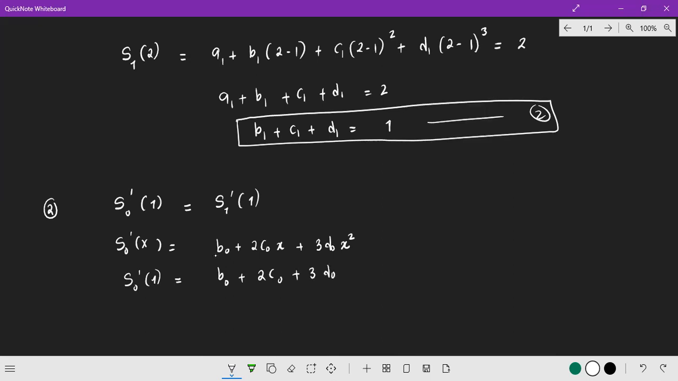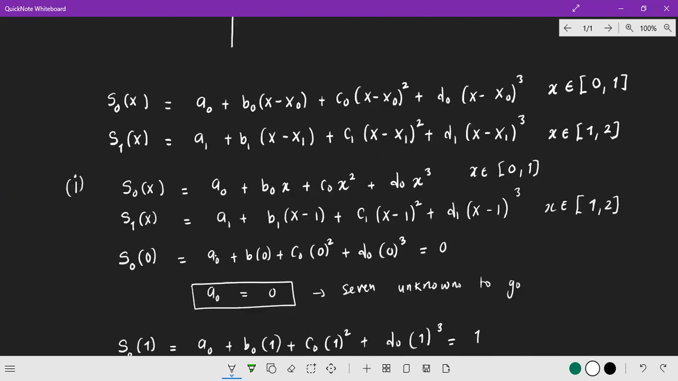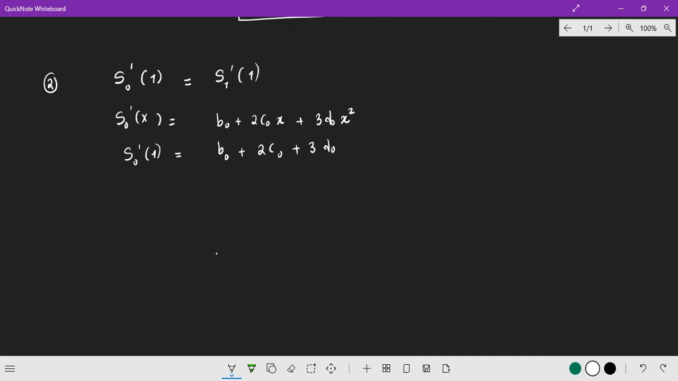Also, let's find the derivative of S1. So our S1 is this here. The derivative of a1 will disappear. Here you're just going to have b1, then 2c1 times (x minus 1), and 3d1 times (x minus 1) squared. Okay, so S1 prime of x is equal to b1 plus 2c1 times (x minus x naught, which is 1) plus 3d1 times (x minus 1) squared.